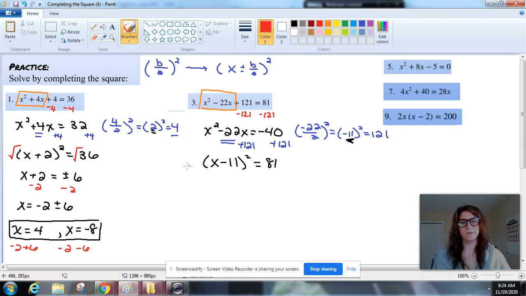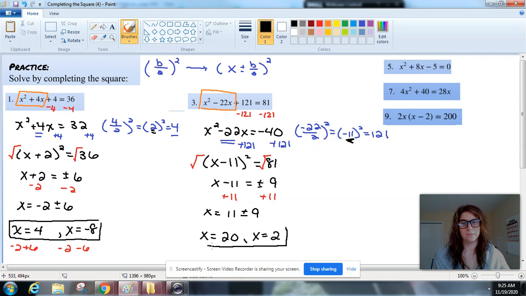And then again, when we solve using our square root method, we'll be able to get our 2 solutions. Remember, we're going to have 2 solutions because when you square root, you have that plus or minus of the value. Okay, so the square root of 81 was plus or minus 9. I add 11 to it. So I'm looking at 11 plus 9 and 11 minus 9. 11 plus 9 is 20. 11 minus 9 is 2. Okay, so those are the first 2 questions.